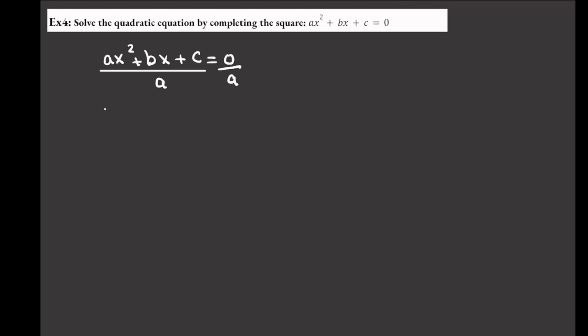And now here, I am going to separate this. I'm going to have ax squared over a plus b over a x plus c over a.